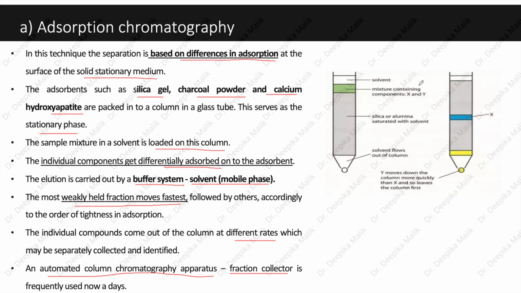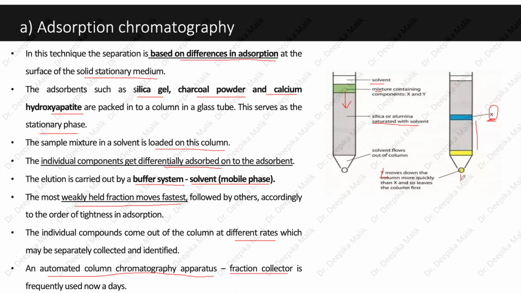As you can see in the diagram, there is a column which contains the stationary phase of silica or alumina, and when a sample, which is shown green in color, is added onto the column along with the solvent, it enters into the stationary phase and gets separated into different components. As you can see, component Y, the yellow one, comes out of the column fast compared to component X, shown blue in color. So we can say that component X is more strongly adsorbed onto the stationary phase, therefore it comes out of the column at a very slow speed compared to component Y, which came out at the fastest rate.